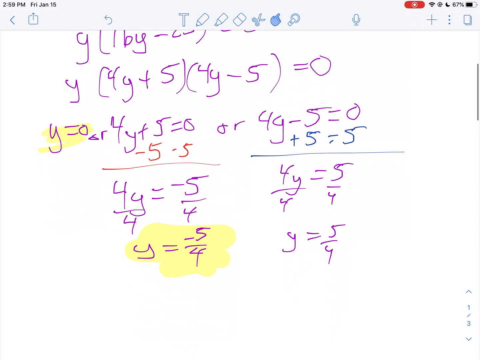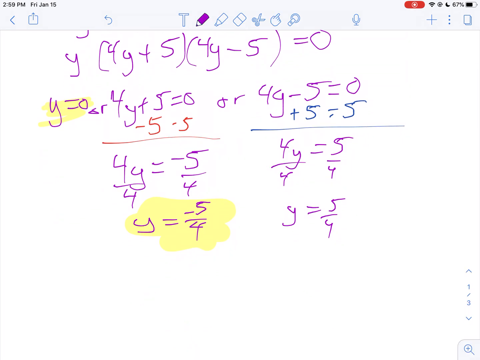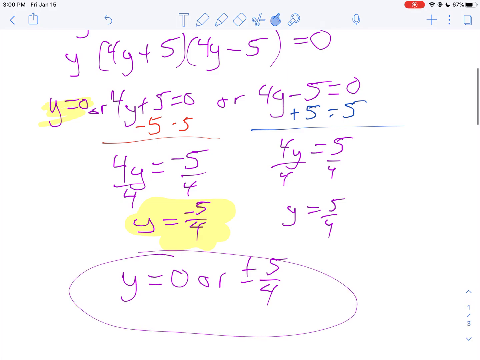A lot of times what we'll do is we'll write this out and we'll write all 3 solutions. We'll say y equals 0 or plus or minus 5 over 4. And there's your solution to problem number 10.